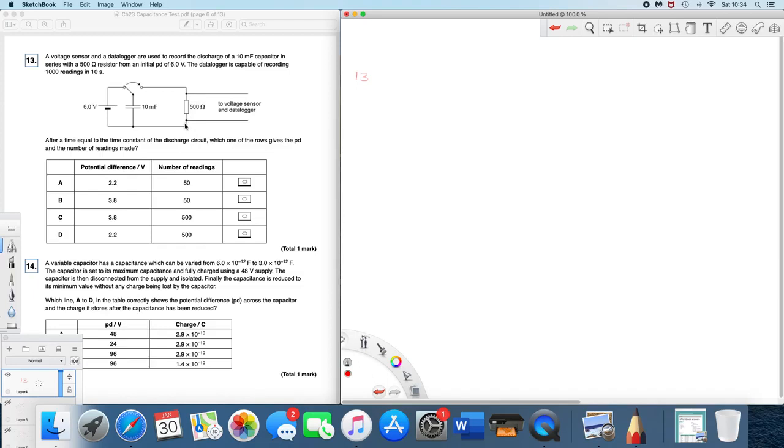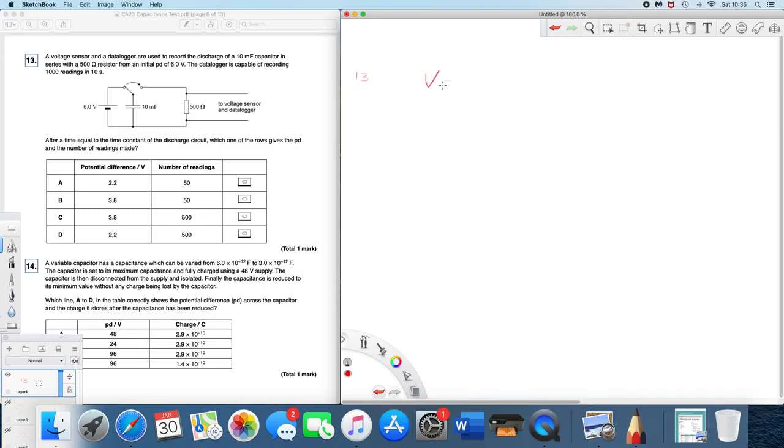So let's say we take 1000 readings in 10 seconds. So 500 readings would be 5 seconds. 50 readings would be half a second. So let's take 500 readings, 5 seconds.